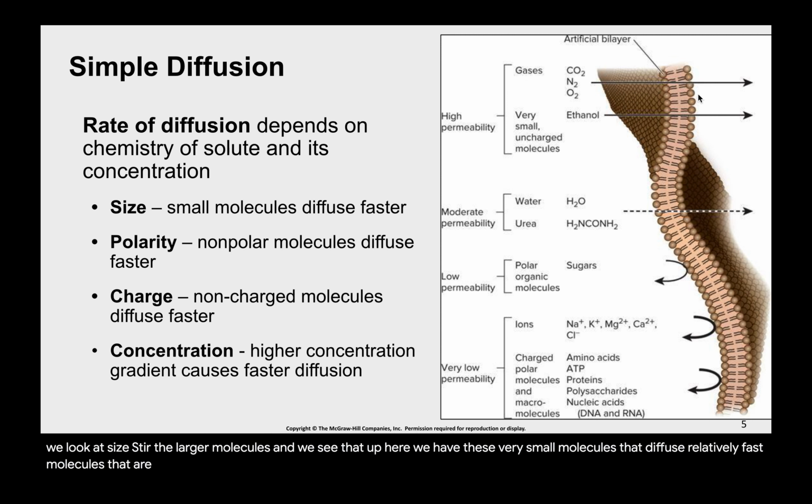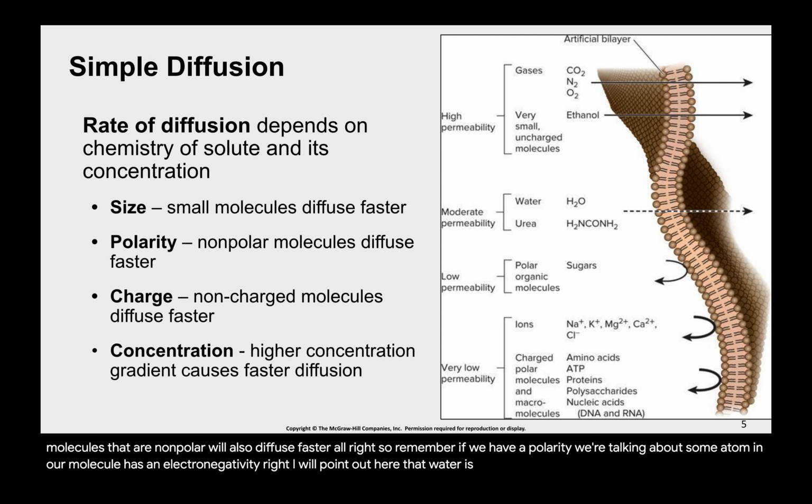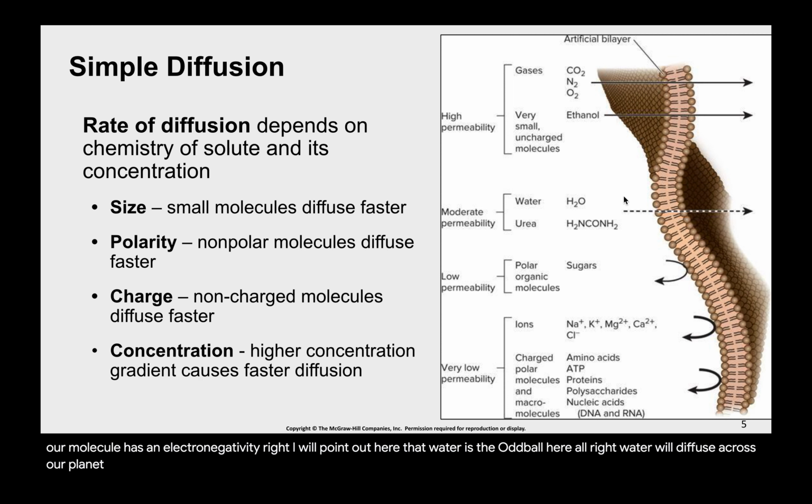Molecules that are nonpolar will also diffuse faster, right? So remember, if we have a polarity, we're talking about some atom in our molecule that has an electronegativity. I will point out here that water is the oddball. Water will diffuse across our plasma membrane without the help of a transport molecule or a transport protein. We'll talk about that on Friday. The charge is going to depend on how fast it moves across.